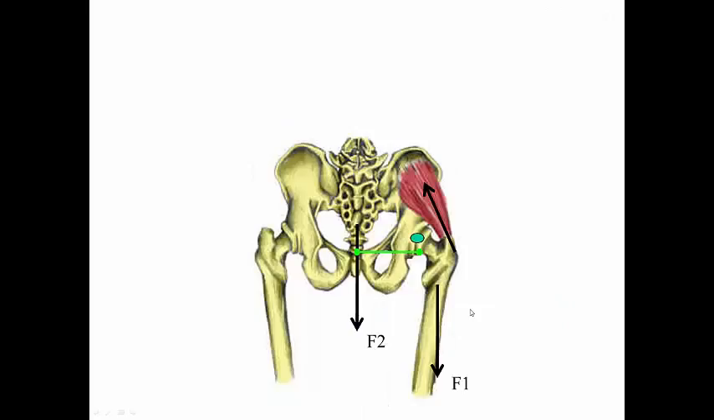And here's another example. So here's your pelvis and your gluteus minimus, we'll say. And so the weight of your body is acting down and pulling you into adduction.